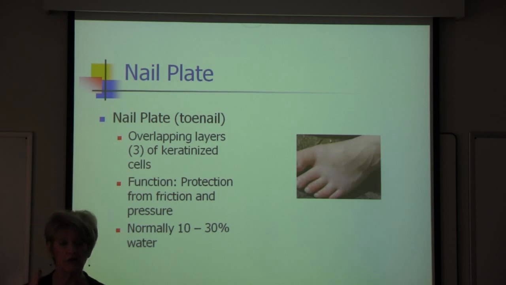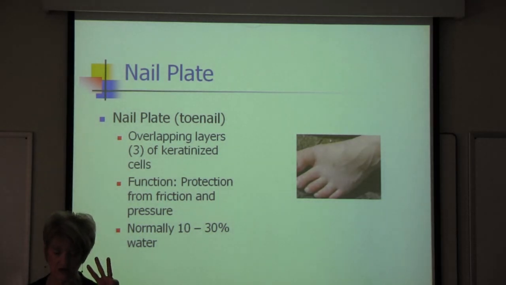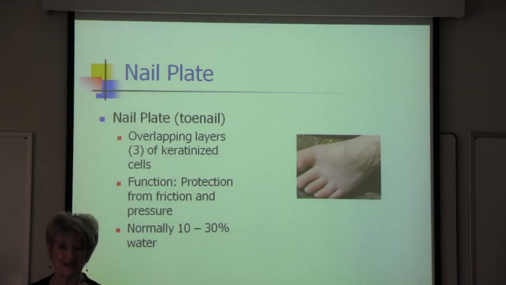So first of all, the nail plate itself, the toenail, there's 3 overlapping layers. It's a modified form of skin, and you have these cells that are filled with very thick keratin. So it's keratinized cells that literally provide protection from friction, pressure. Otherwise, you would have some very sensitive toes.